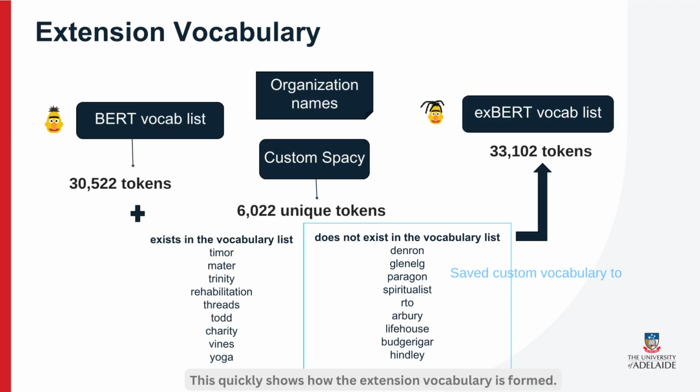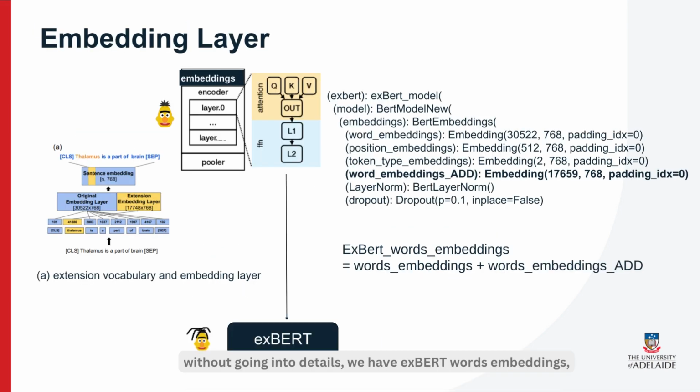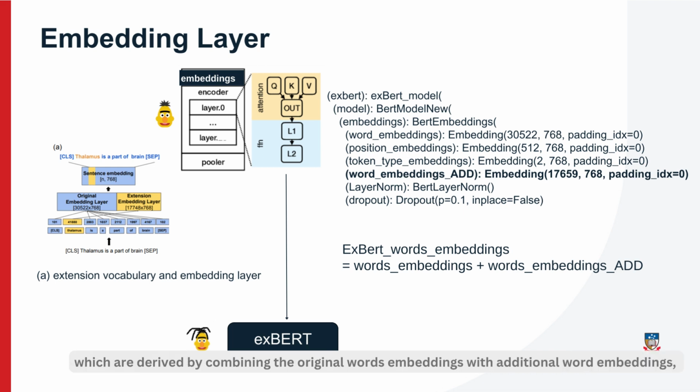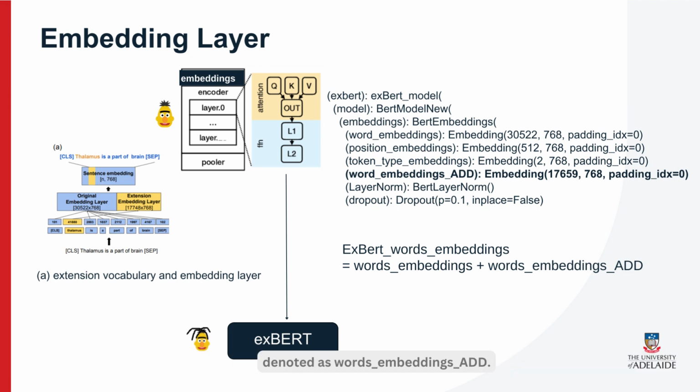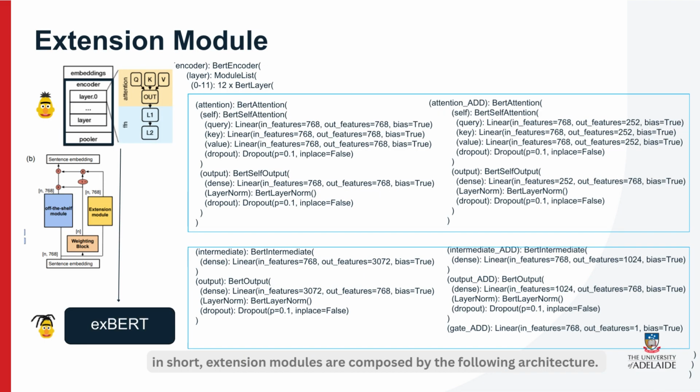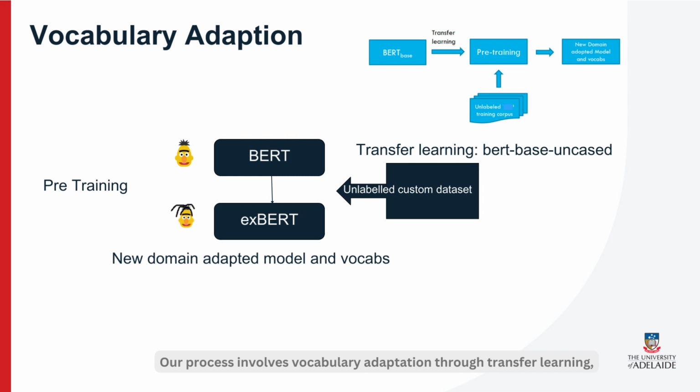This quickly shows how the extension vocabulary is formed. Without going into details, we have XPERT word embedding, which is derived by combining the original word embedding with the additional word embedding, denoted as word embedding ADD. In short, extension models are composed by the following architecture. Our process involves vocabulary adaptation through transfer learning, with BERT base cased as our starting point. We incorporate unlabeled custom datasets into the pre-training process. The result is an adapted model with specialized vocabularies.